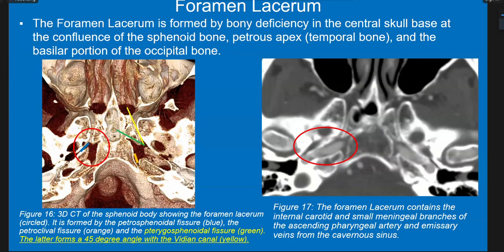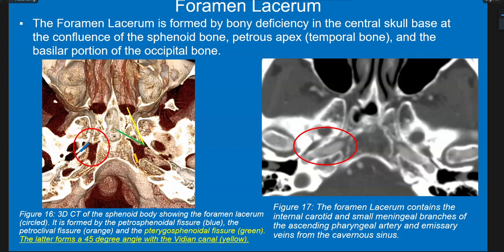So here's your foramen lacerum. The foramen lacerum is not the quintessential foramen, like for example, the foramen ovale that transmits V3 or the spinosum that transmits the middle meningeal artery. So the foramen lacerum is actually a bony deficiency in the central skull base at the confluence of the important bones, the sphenoid bone, the petrous apex, and the occipital bone, the clivus. So here you can see this area where there's a bony deficiency.